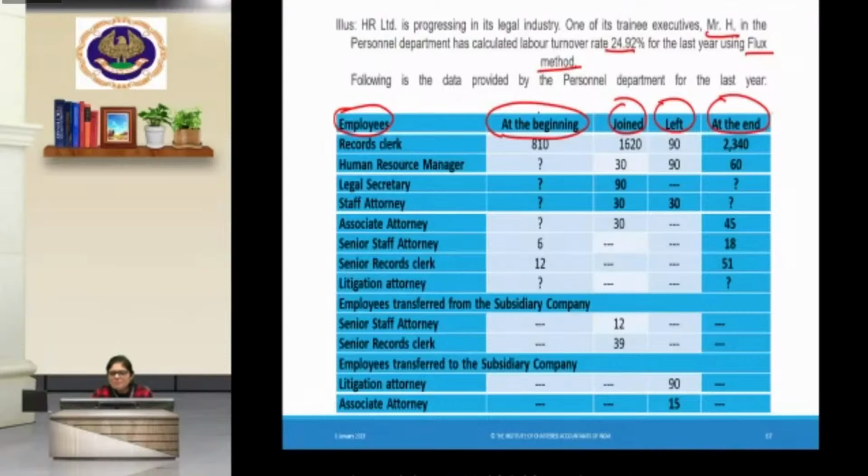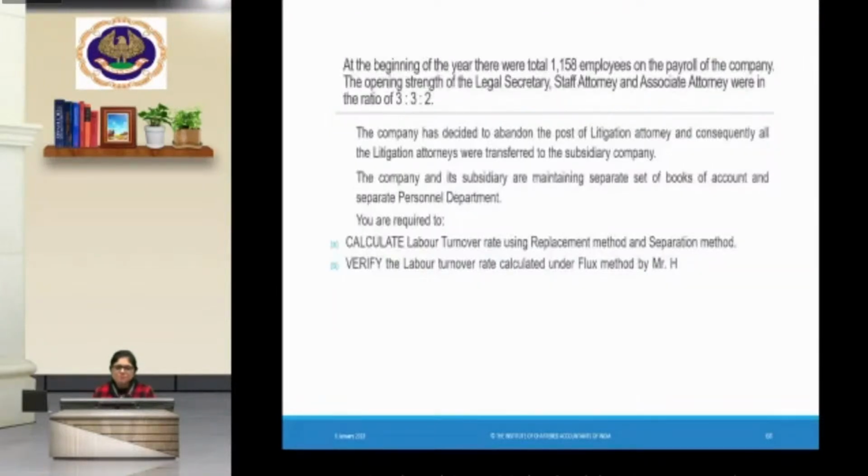Now, many figures are missing here. Record clerks is there. The first step is we have to complete this table. Only then you can do the question. Some beginning figures are missing and some closing figures are missing. Average number we can calculate by opening plus closing divided by 2. Let me see the next part of the question.